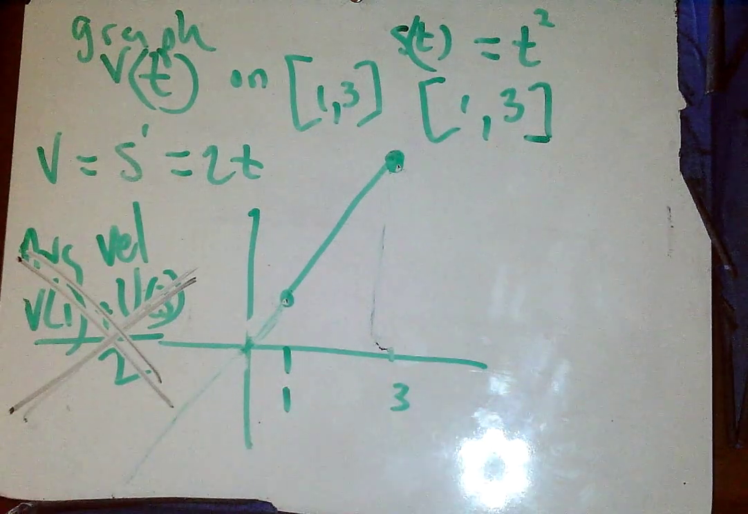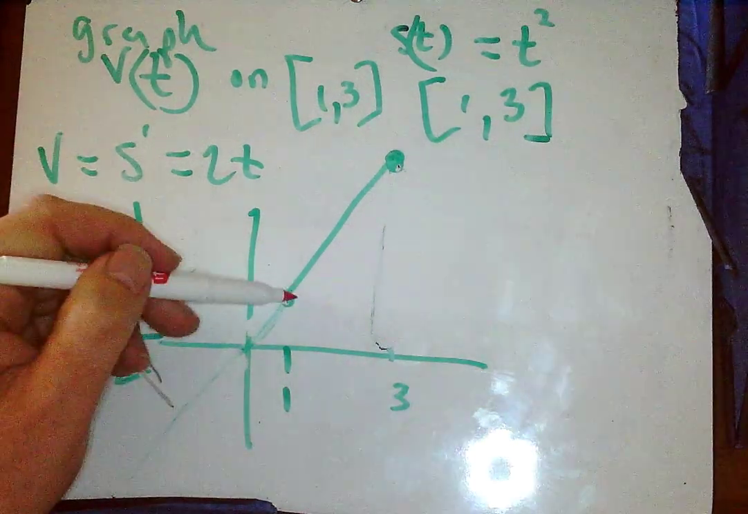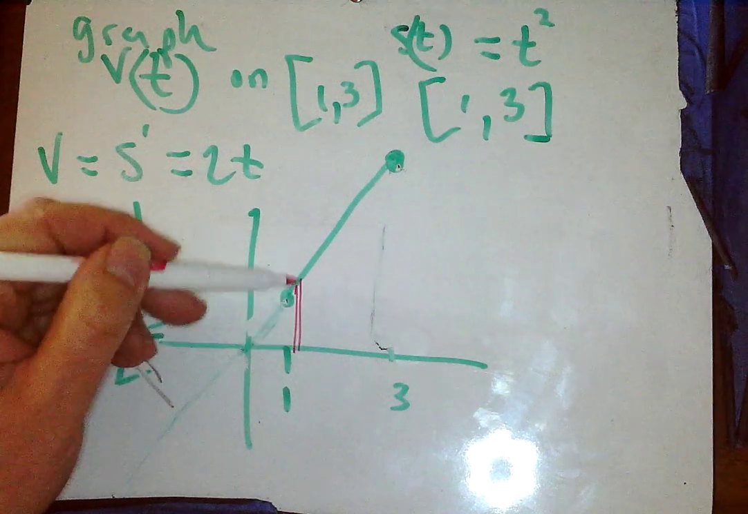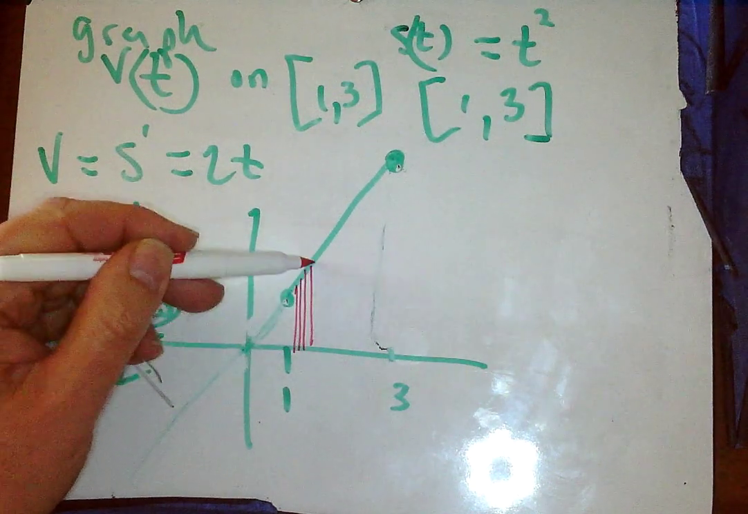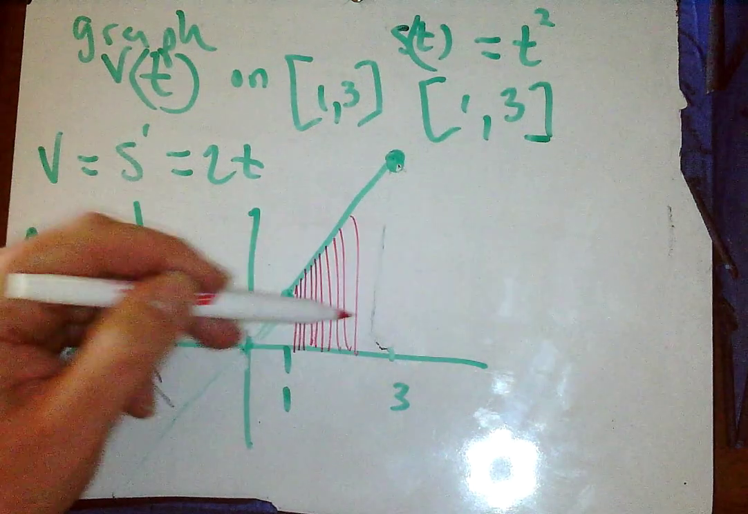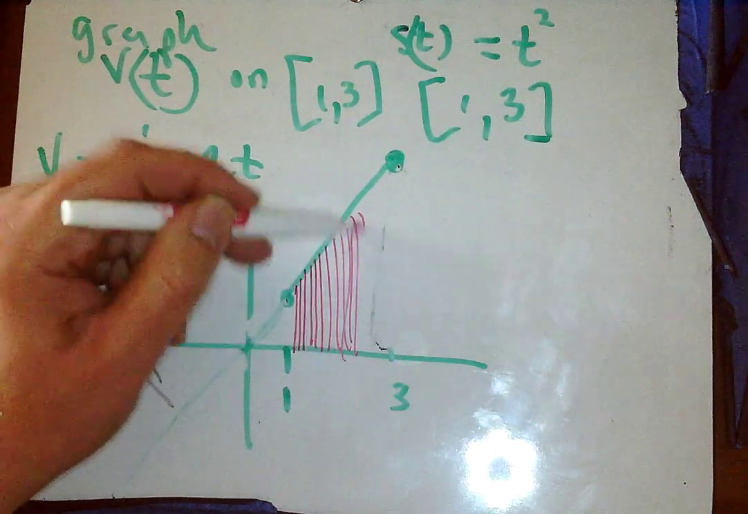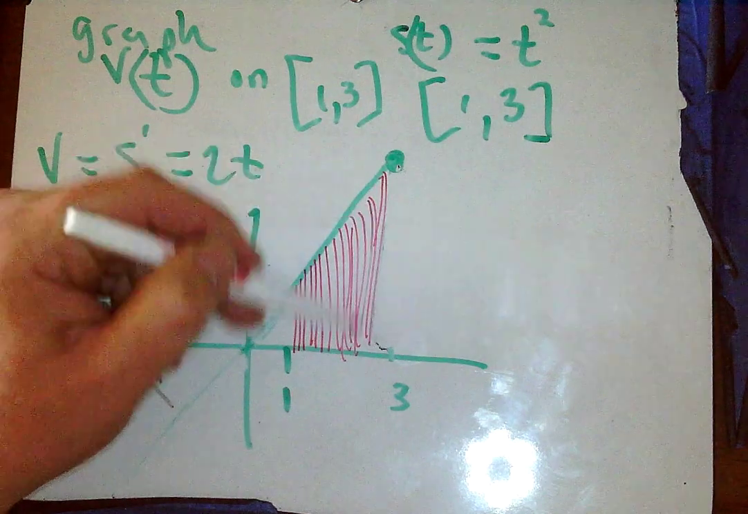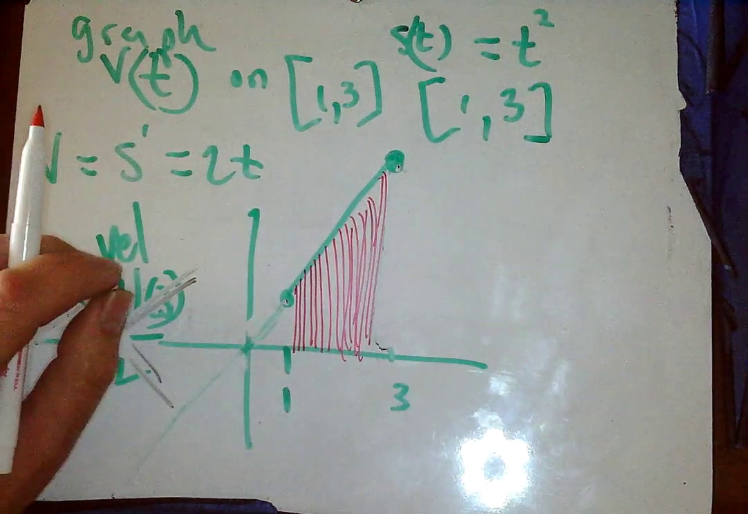But that's not the only velocities. There's the velocity here, and the velocity here, and the velocity here, and the velocity here. How many velocities are there between 1 and 3? And I hope you said that there's an infinite number.